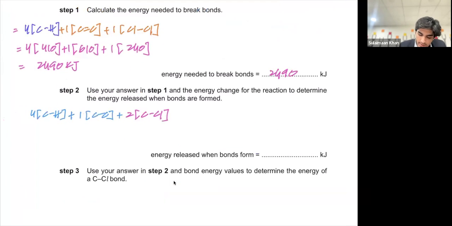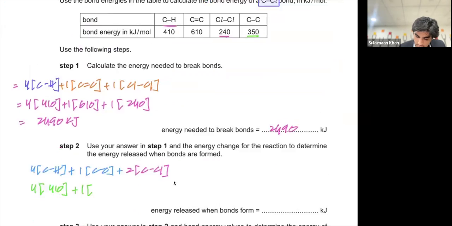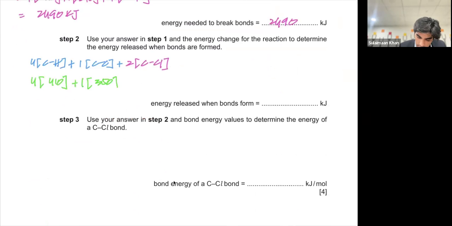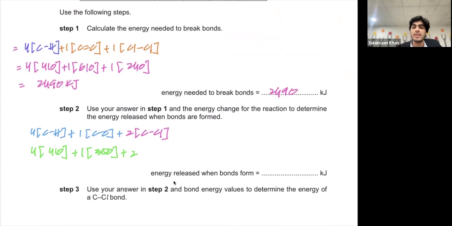Now my question is CCl bond 4 times. Let's use this color. 4 times CH bond. That's 410. And 1 times CC bond. CC bond is what? 350. Plus 2 times CCl bond. Do you have the value for CCl bond? No, you don't. And I'm going to call this CCl bond X. I don't have the value. And that's what he's saying.